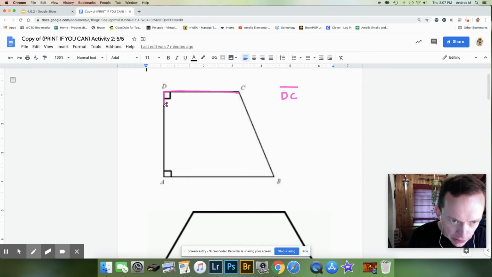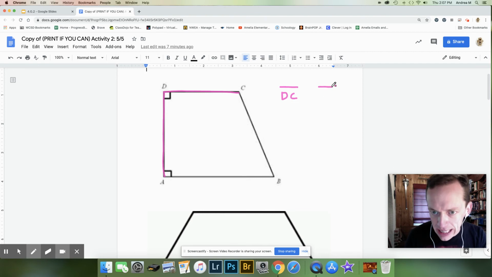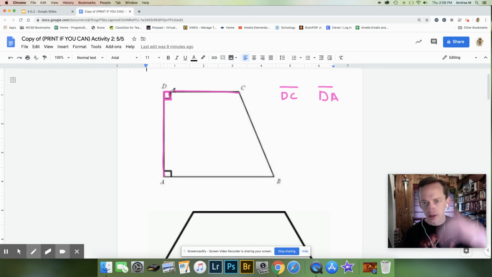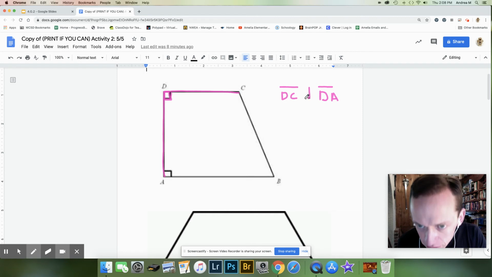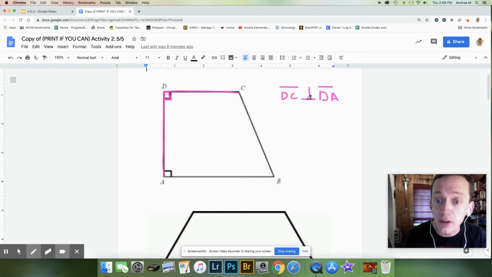So now I'm looking at this right here. What can I say? I have line segment DC, and then I have line segment DA, right here. They make this angle when they meet each other, like this. The sign for perpendicular is drawing a small square like this. You are showing that they are making that little right angle, okay?